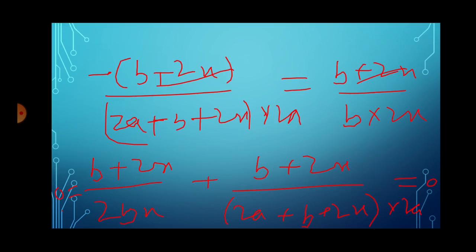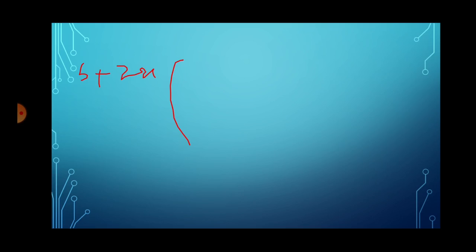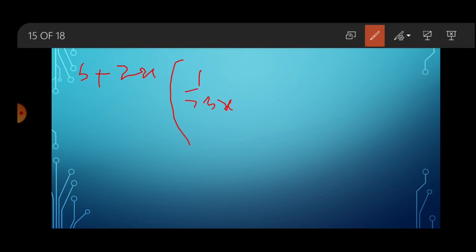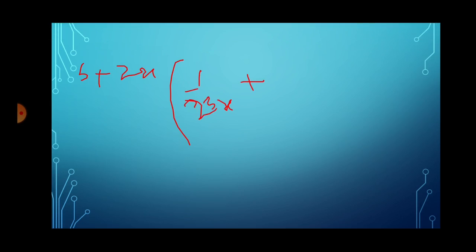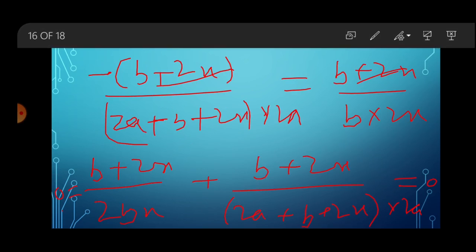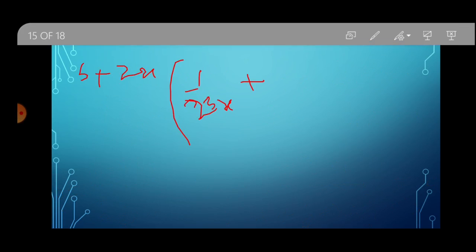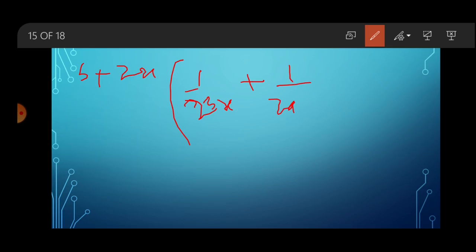So what we will be left with is 1 upon 2bx plus 1 upon (2a plus b plus 2x) into 2a is equal to 0. Now I will equate this b plus 2x to 0. So b plus 2x is equal to 0. So when we solve from here, the value of x will come as minus b by 2. So this is your first value for x. Now I will solve this equation.